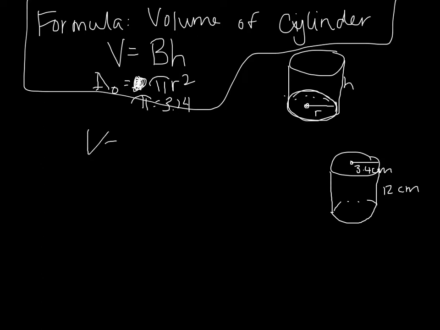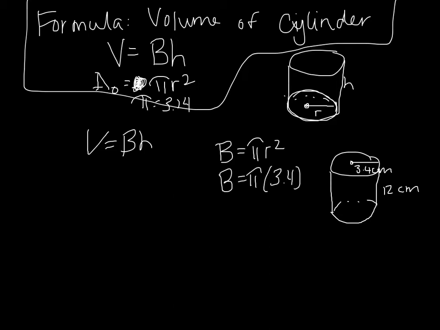We know volume equals area of our base times our height. Let's find what B equals. Our area of our base for this one is going to be pi r squared. Area of my base equals pi times 3 and 4 tenths squared. So let's do 3 and 4 tenths times 3 and 4 tenths.